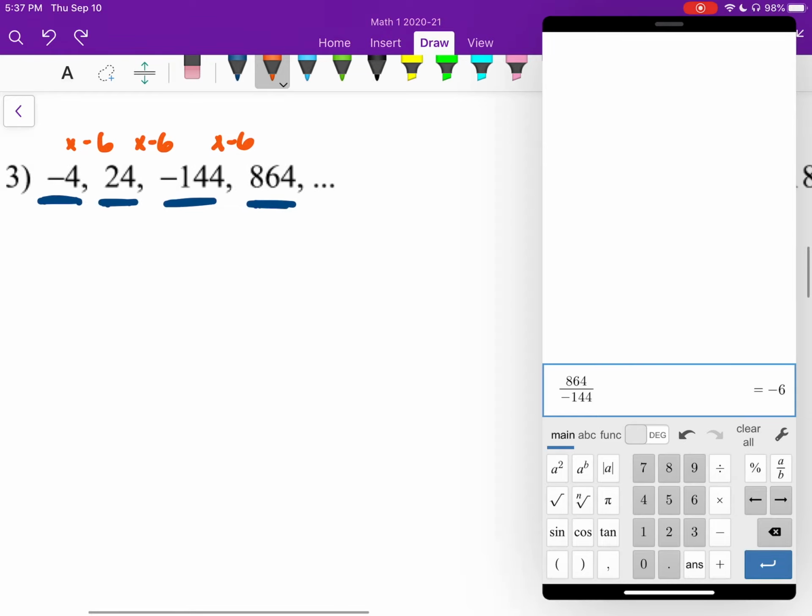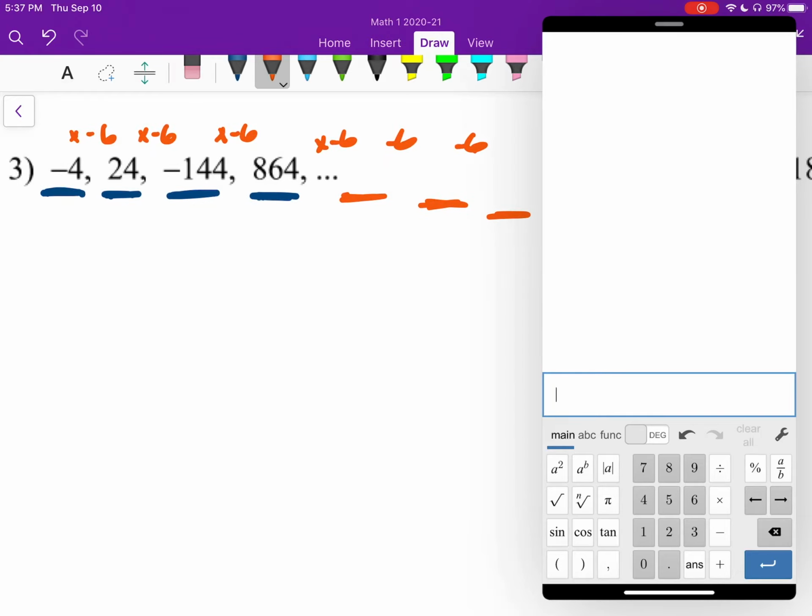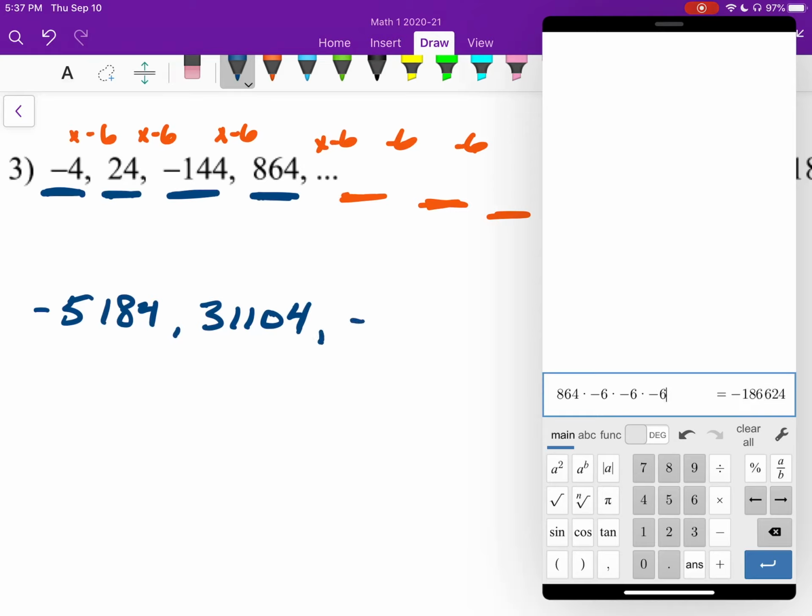So for our next term, we're again going to multiply by negative 6, and then another negative 6, and then another negative 6. Just like in number 1, I'm going to take my 864 and multiply by negative 6, and that gives me negative 5184. Again, I multiply by negative 6, I get 31104. And negative 6 one more time gives me negative 186624.